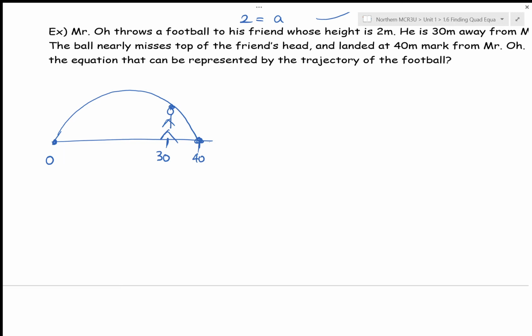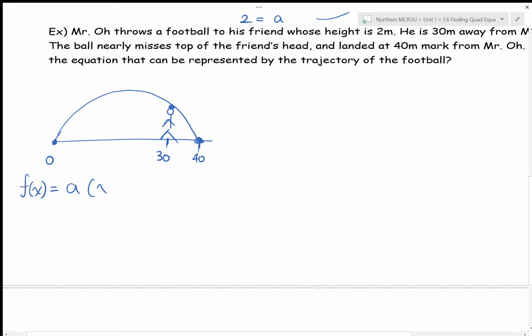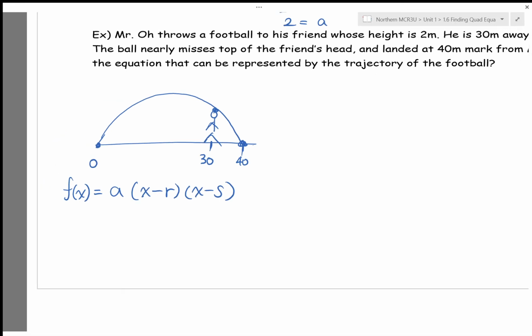Now in this case, obviously we have a quadratic. So we set it as f of x equals a times (x minus r) times (x minus s). The landing point of the ball is the x-intercept as well as the throwing point, assuming that it was thrown from the ground. That will give me the x-intercepts of 0 and 40.